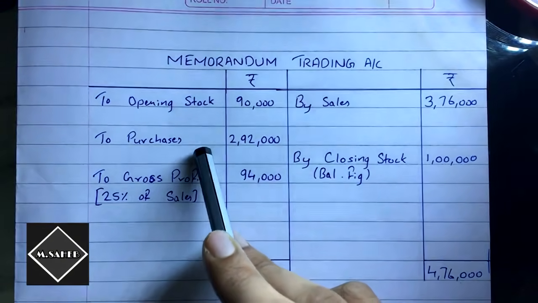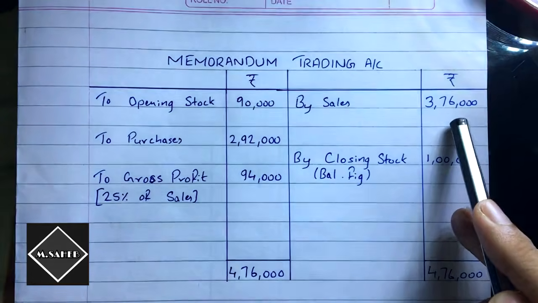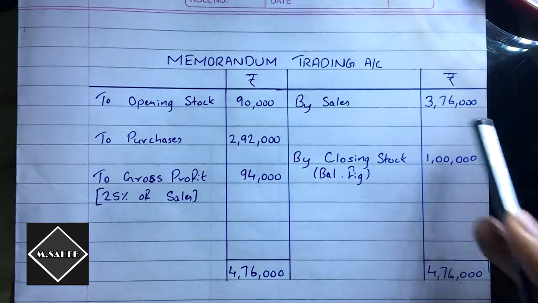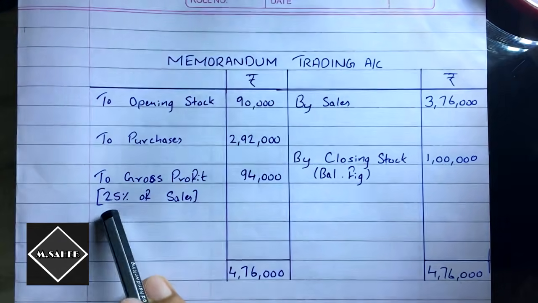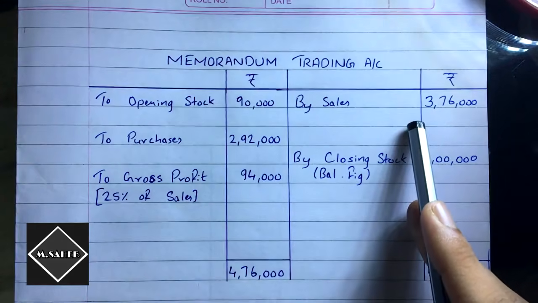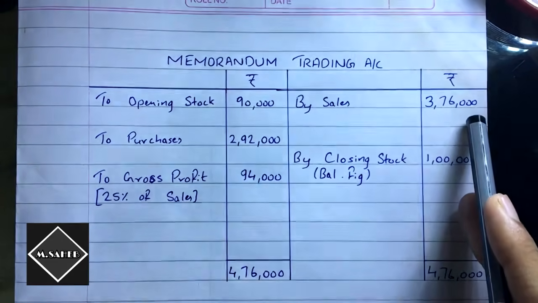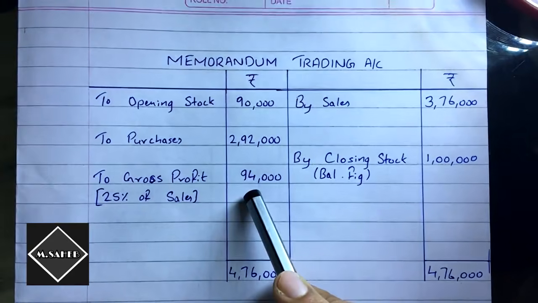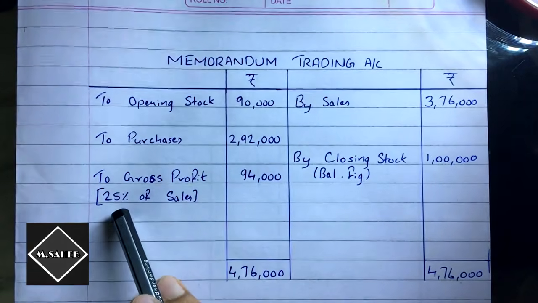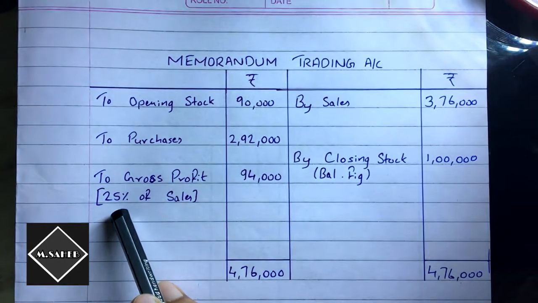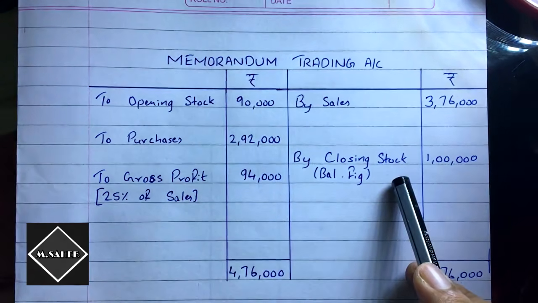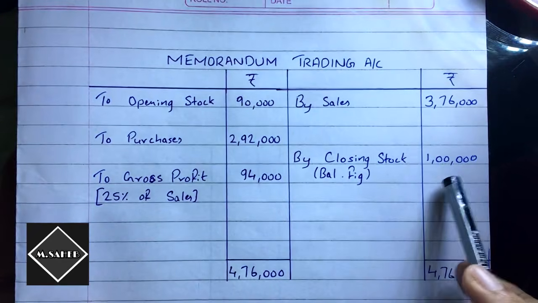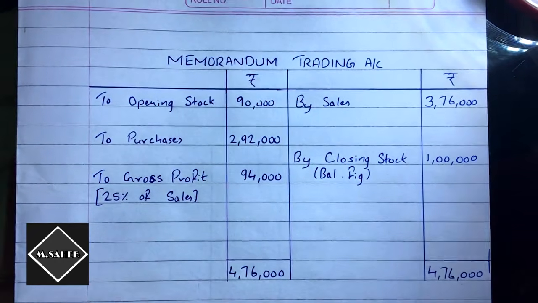Then we took the sales, that was 3,76,000, which we found out in the debtors account. Then we calculated the gross profit as 25% on this sales, that is 3,76,000, which was equal to 94,000. The 25% was given in the question. Then as a balancing figure we found out the closing stock as 1 lakh. Easy, right?